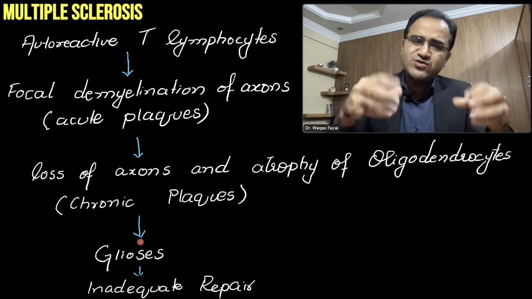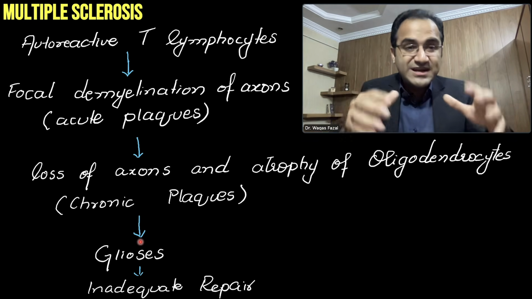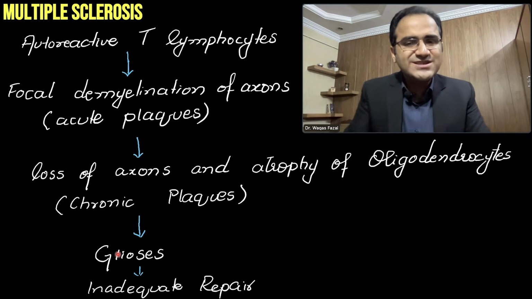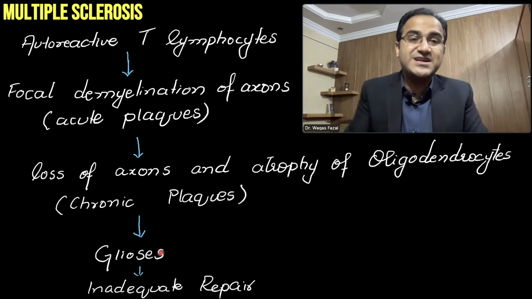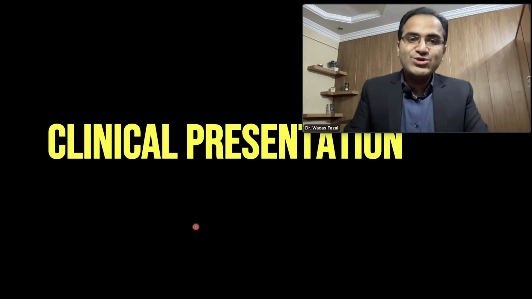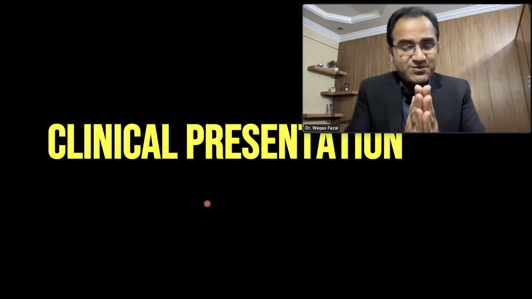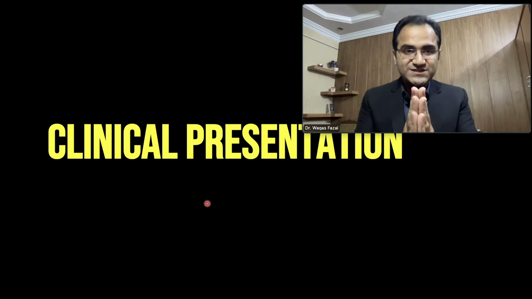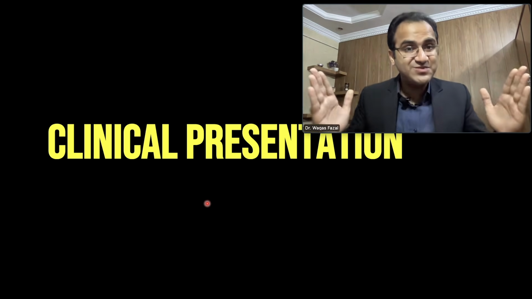The fibrotic tissue is always useless tissue. It only covers up the wound, but it does not have any function. So it is a scar tissue that is called gliosis, which is an inadequate repair that results in permanent damage in some patients. Now coming to the clinical presentation of multiple sclerosis. The clinical presentation is very simple. The patient will be having focal neurological deficits, and those focal neurological deficits will be spread out in time and space.